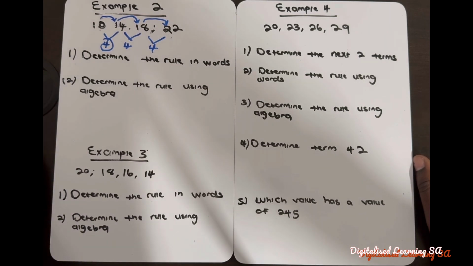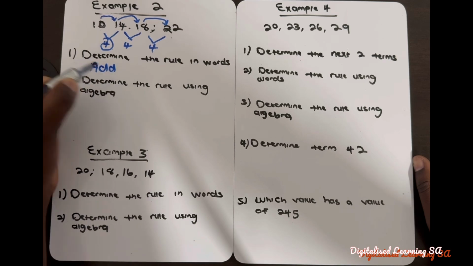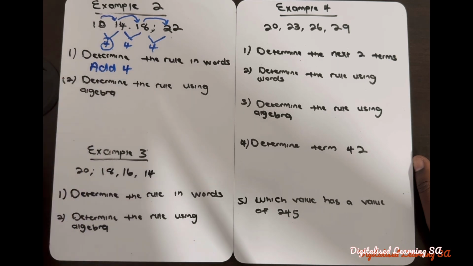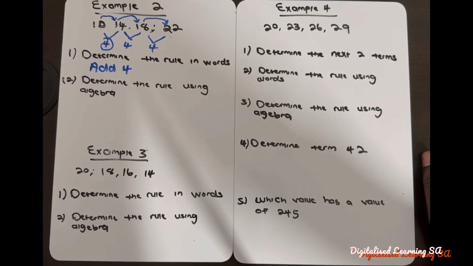And to answer the first question, which says determine the rule in words, what we have to do is to say add 4.